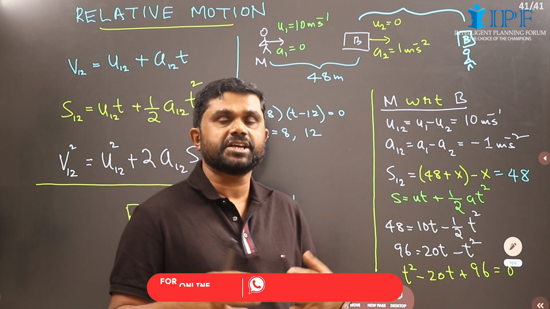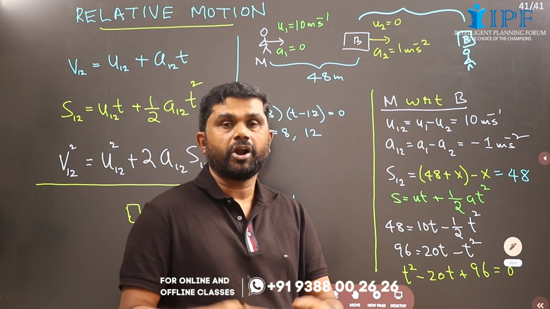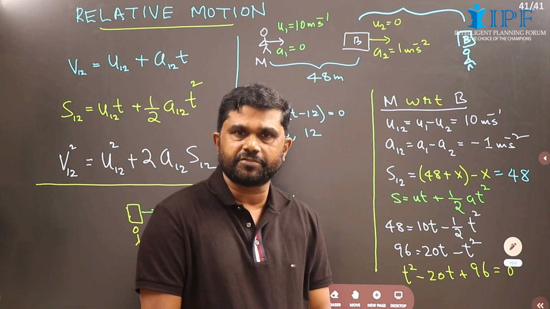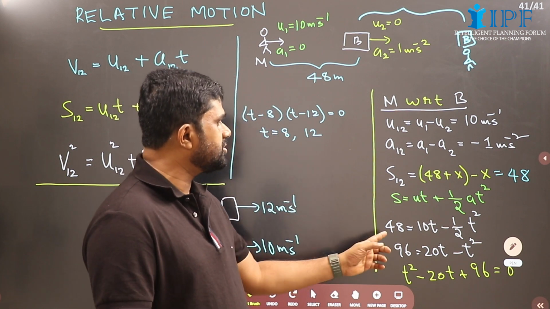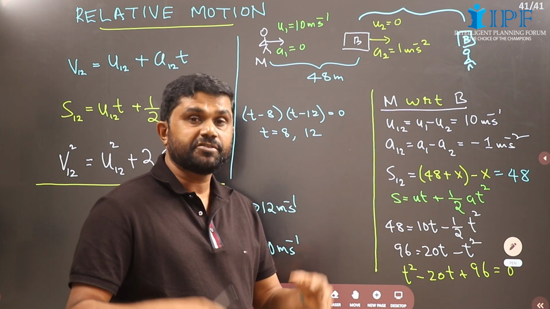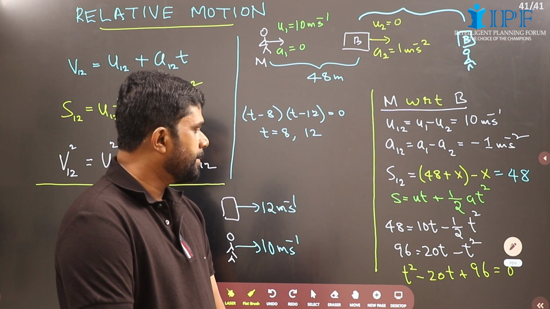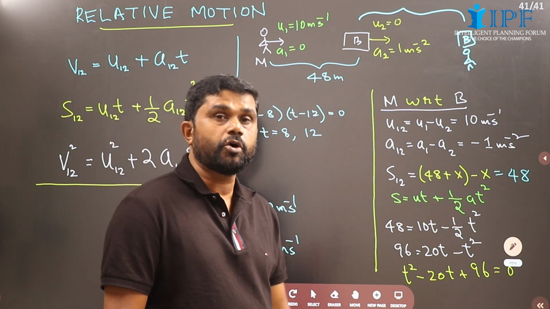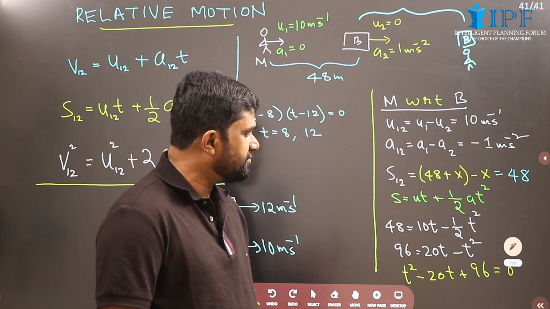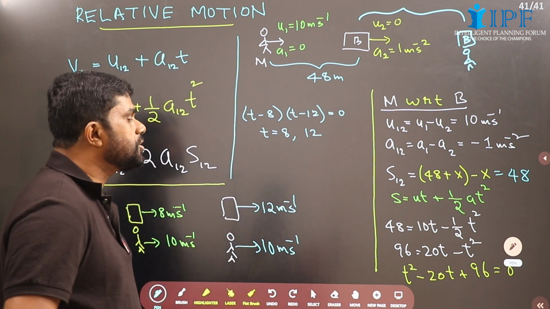Now we are going to apply S equal to ut plus half at square for the man and bus together as a single equation. All absolute quantities are simply replaced by the corresponding relative quantities. The relative displacement of the man with respect to the bus is 48, the relative initial velocity is 10, and the relative acceleration is minus 1, so it will be minus half t square. Now multiply this equation throughout by 2. It will be 96 equal to 20t minus t square. Take the minus t square and 20t to the left, so it becomes t square minus 20t plus 96 equal to 0.